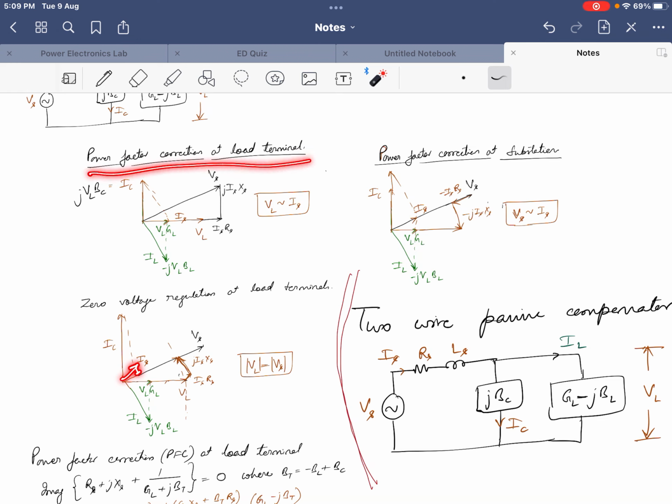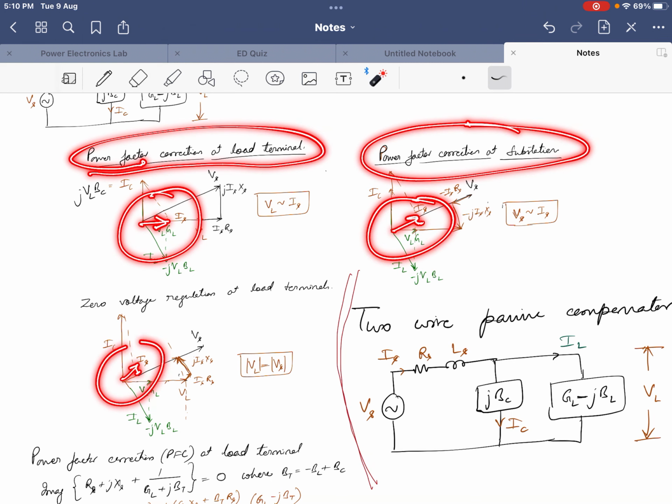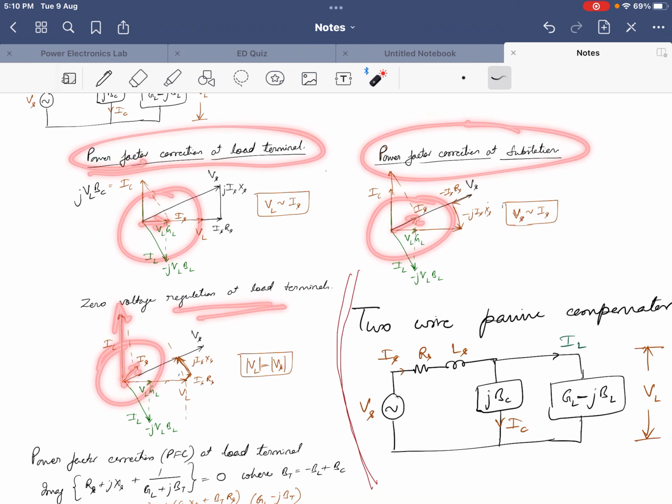If I correlate this with the power factor correction at the load terminal, the IS is in line with the VL. If it is power factor correction at the substation, the IS is here. So we can find that here it is straight, and here it is at some tilted angle in the positive direction, and here it is more tilted. So the capacitance value required is a little bit more in the case of zero voltage regulation.